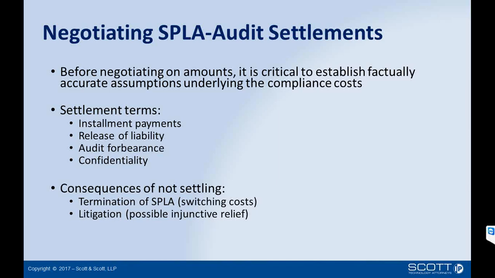And then you get into the nitty-gritty of the terms. How will it be paid? Over what period of time? What is the nature of the release of liability that's being received? What kind of audit forbearance? Namely, Microsoft has the right to audit every year under the terms of the agreement. Would they consider waiting 2 years or 3 years to audit again? So that's what audit forbearance is about. And then, of course, confidentiality, keeping the nature and terms of the settlement confidential.